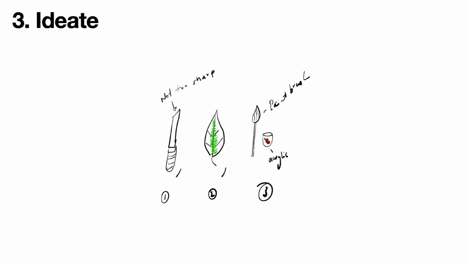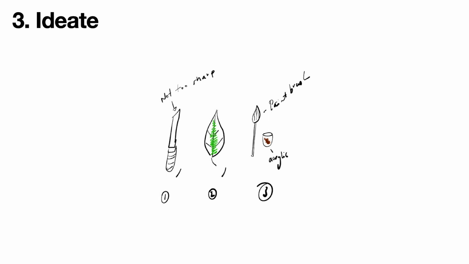We can create a blade for him that's not too sharp. We can add a leaf to his ingredients. So clay, leaves, and water. But it turns out that he might be allergic to whatever's in this leaf, or in all the leaves. So it's an idea.